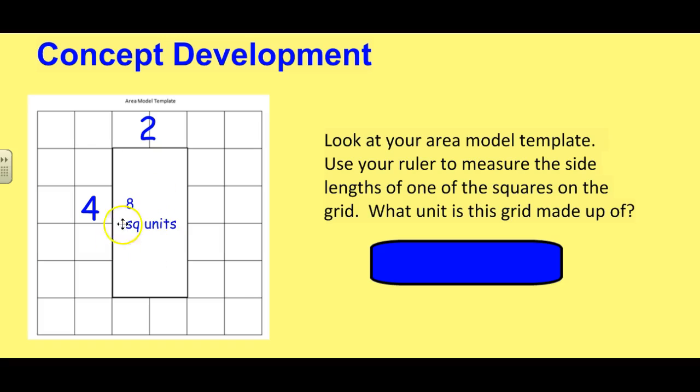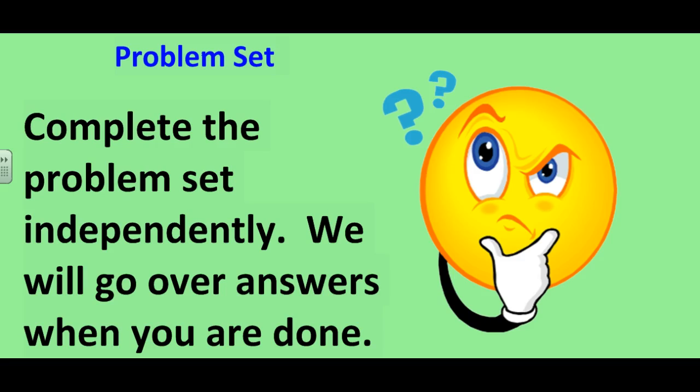Okay, so the area of this rectangle was 8 square units, and if we finished drawing all of the lines in the rectangle, we would have seen that there would have been 8 squares in that rectangle. Okay, we're going to be ready to move on to the problem set. If you will get that ready, and whenever you're ready, push play so we can work on it.